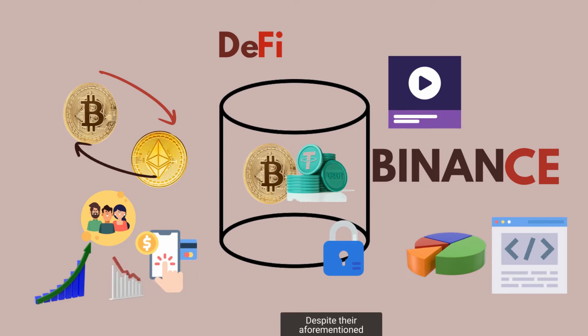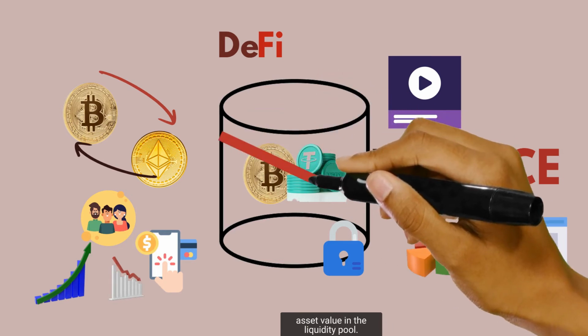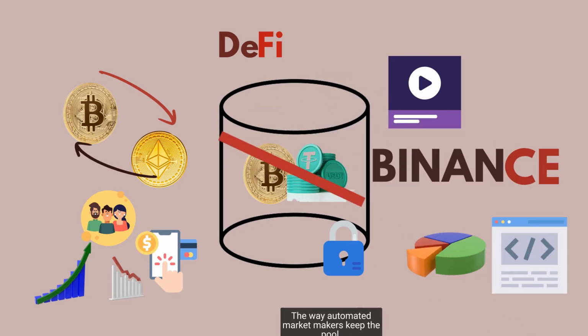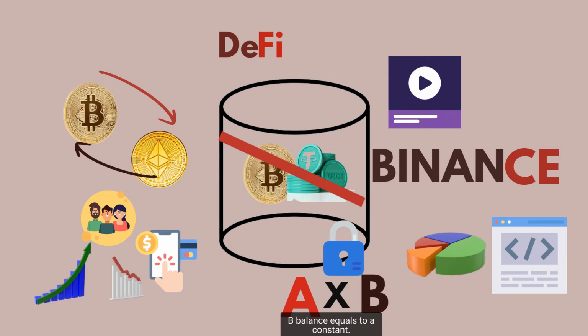Despite the aforementioned advantages, liquidity pools are not without flaws. You can lose a part of your asset value in the liquidity pool. The way automated market makers keep the pool liquid is through a given formula. Token A balance times token B balance equals a constant. The constant is what we call liquidity. Mathematically, when A goes up, B goes down. That is for the balance to be maintained.